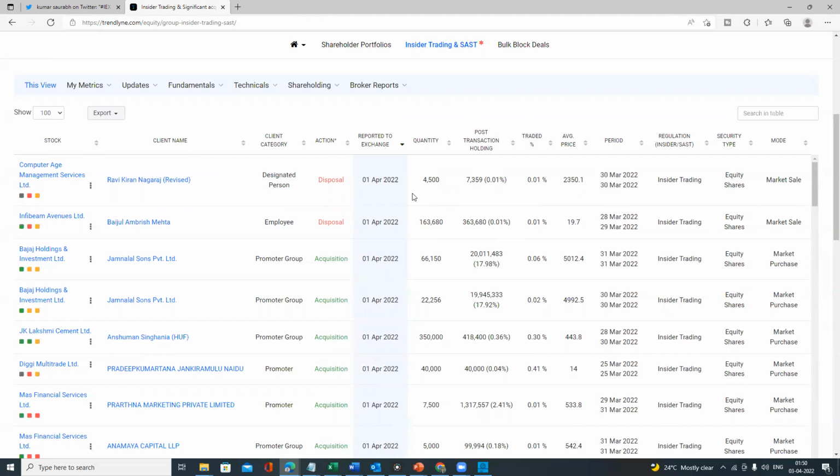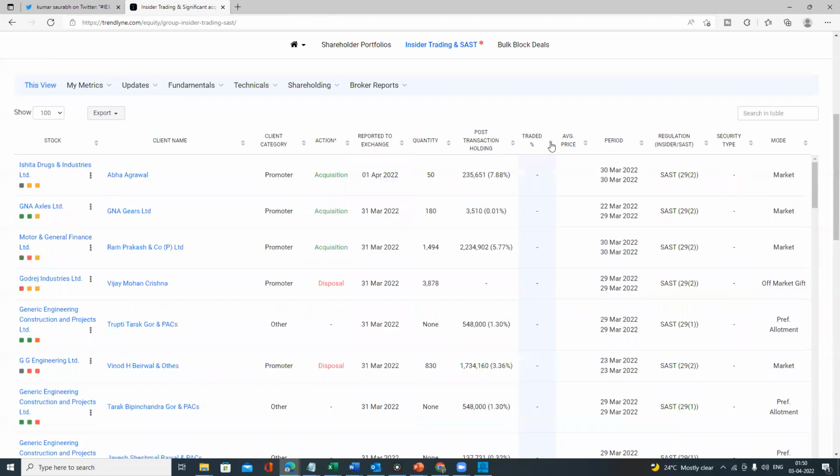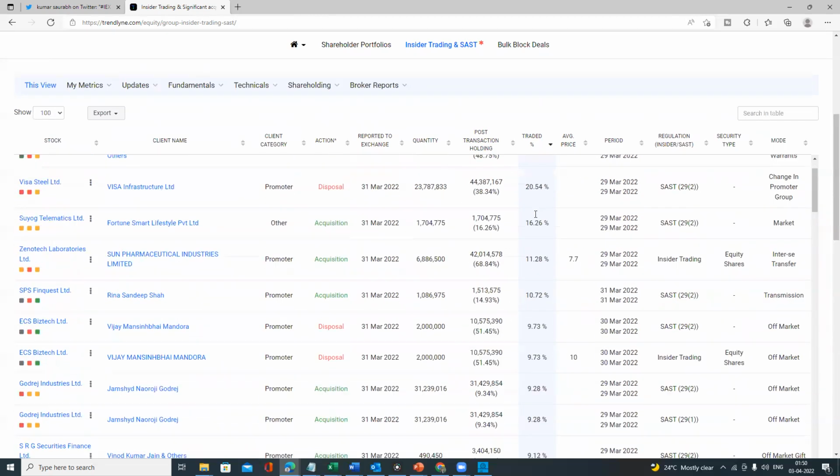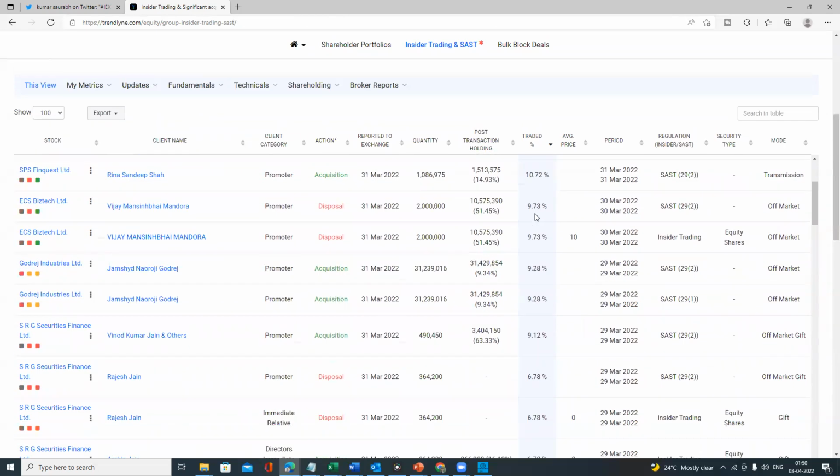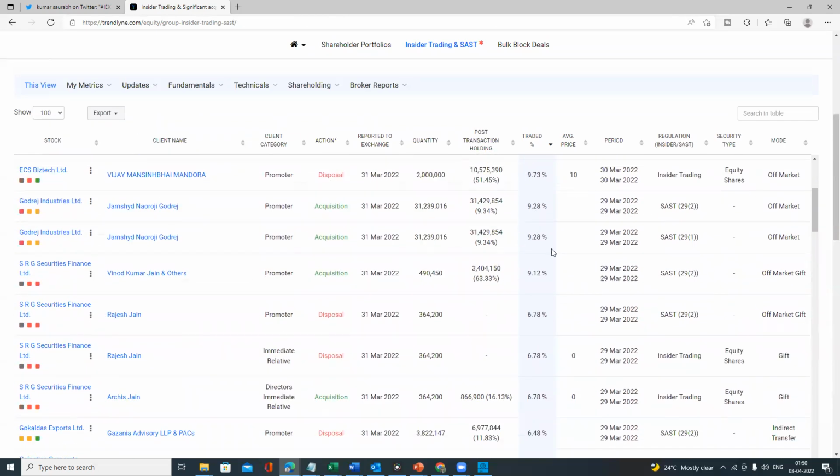So this is how quickly you get all this data in all the formats, with quantity, pre-transaction, and what percentage. You would like to look for where a significant amount of shares have got traded, and then you can use it in your research in terms of what is happening with the business. The fourth one is very, very useful, which is valuation analysis.